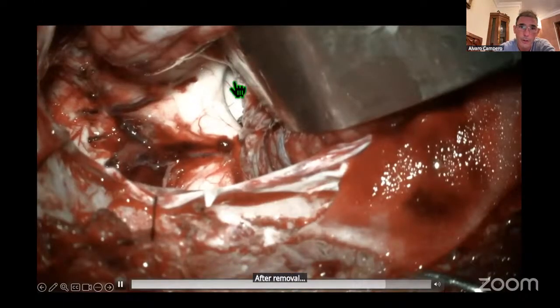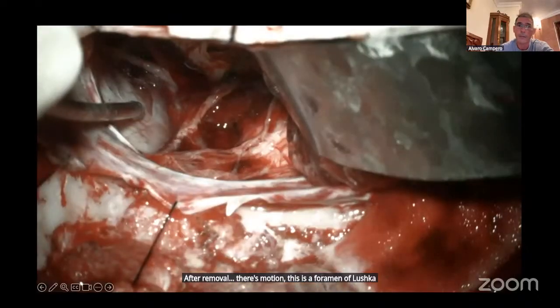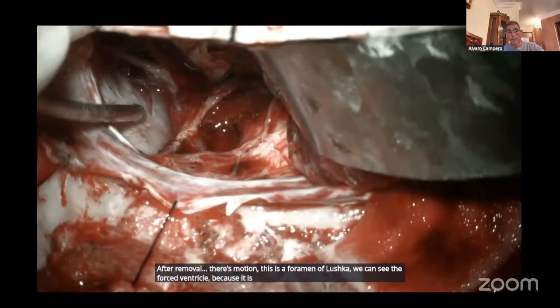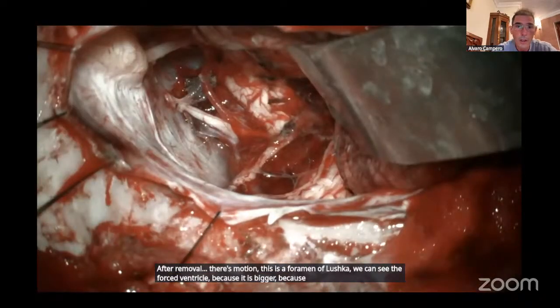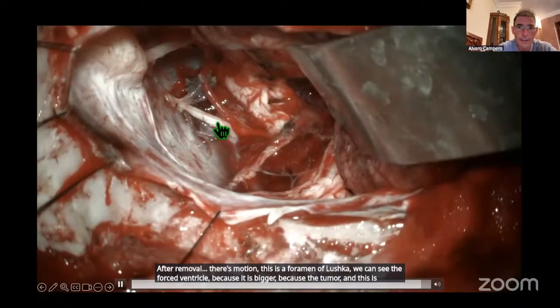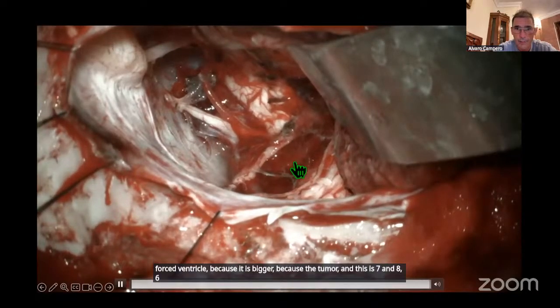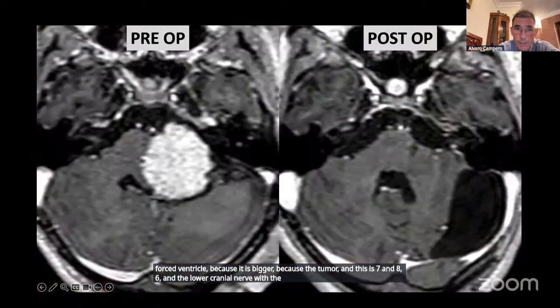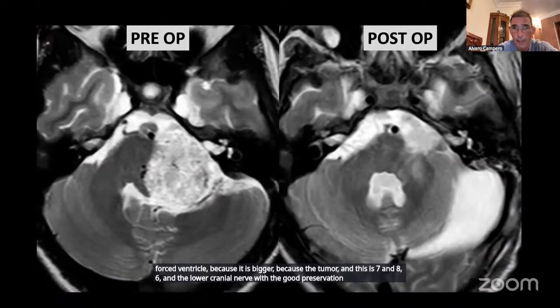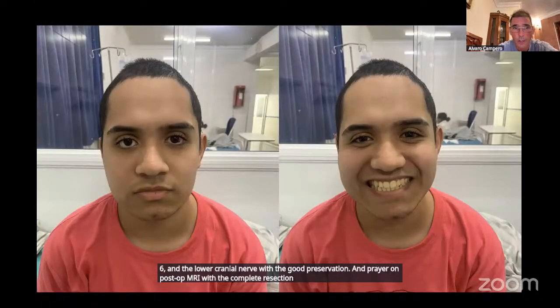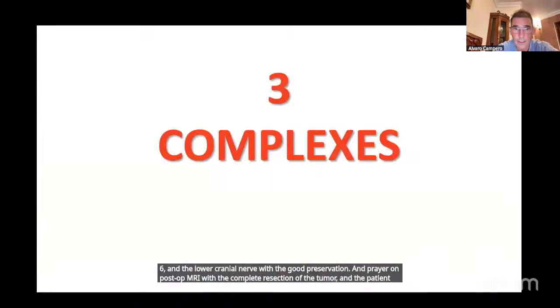This is the foramen of Luschka. We can see the fourth ventricle because it is bigger because of the tumor, and this is 7 and 8, 6, and the lower cranial nerve with the good preservation. And pre and post-op MRI with the complete resection of the tumor and the patient after the surgery.